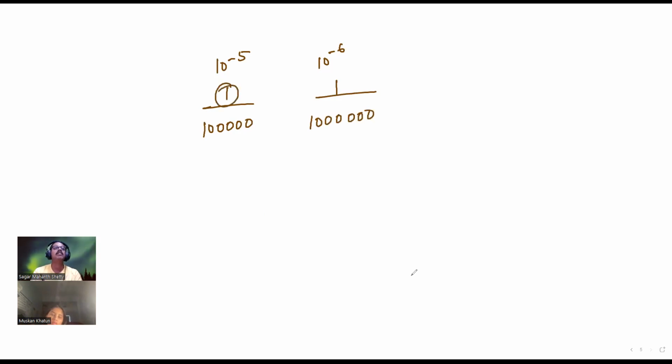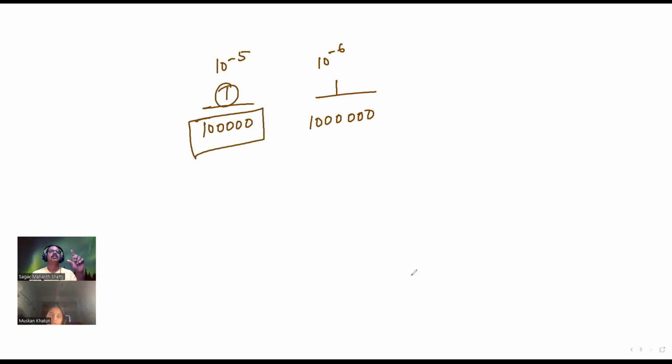Check this out. Now I have 10 to the power of -5 and 10 to the power of -6. Can you tell me which one is greater? 10 to the power of -5. Yes, why? I'll tell you. This is written as 1 by 1, 2, 3, 4, 5. Now here, 1, 2, 3, 4, 5, 6. That means one part of a substance is cut into these many parts.